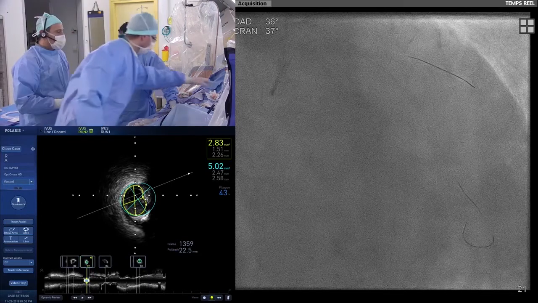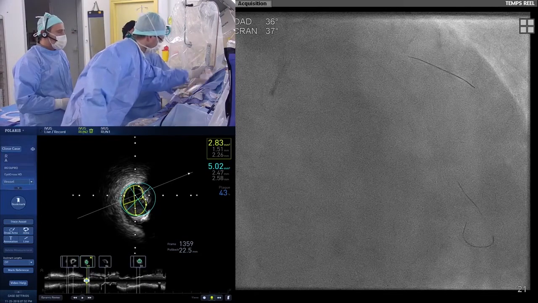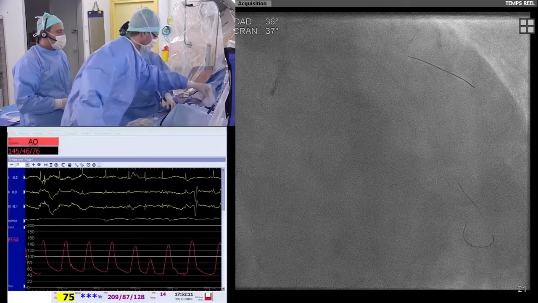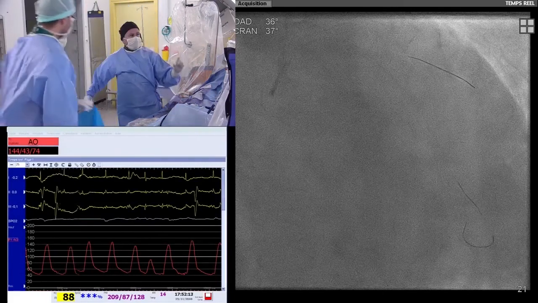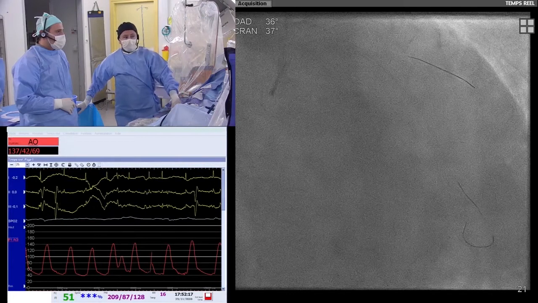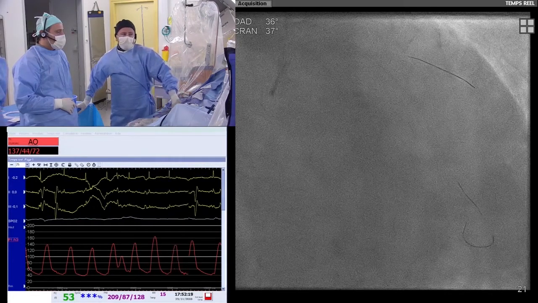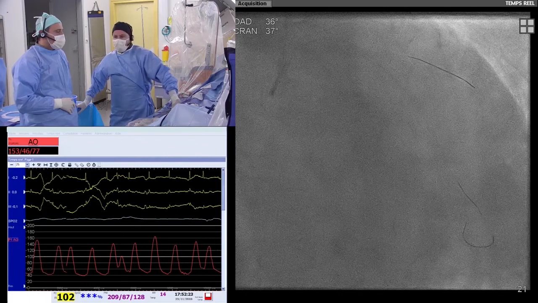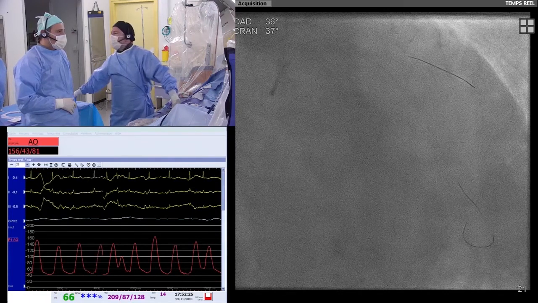Yeah. And due to the long lesion, I think we have to treat the LAD and the left main with a full metal stenting. This is I think the best option. But we can discuss that strategy.